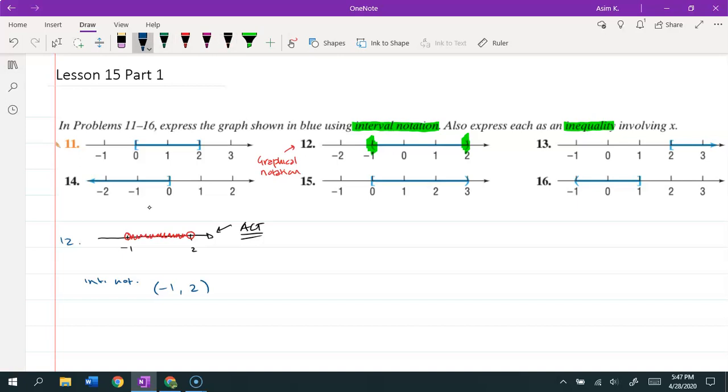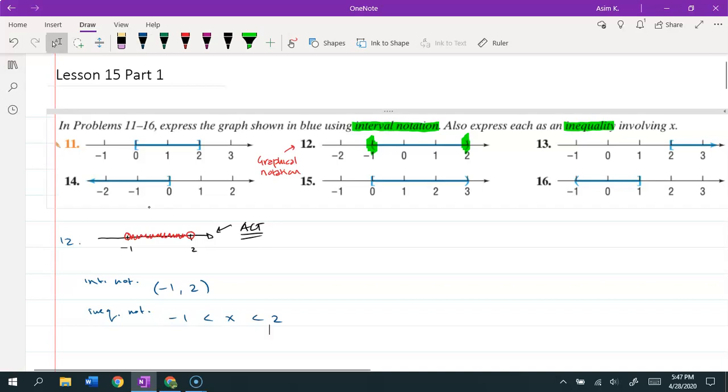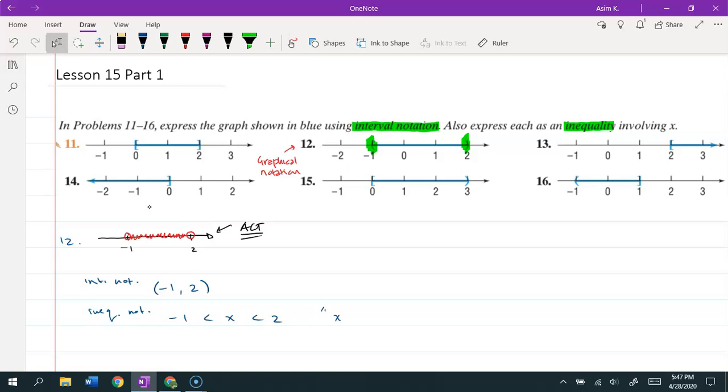And the last notation is the inequality notation, and the inequality notation looks like the following. You write down -1 less than x is less than 2, like that. A good way to read it is x is between -1 and 2. That's an easy way to read it as well. All right, let's try another question.